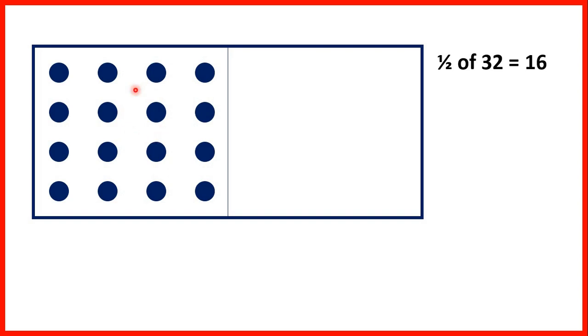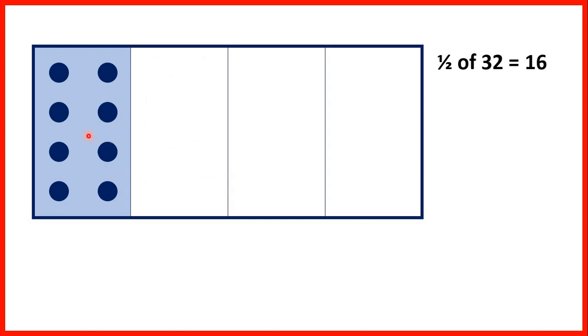So now we can take our 16 circles and split them in half. If we keep only half of our 16 circles, we now have 8 circles. That's because 1/2 of 16, or 16 divided by 2, is 8.